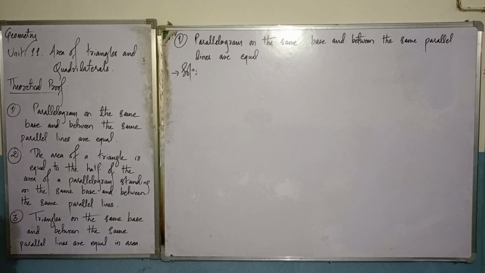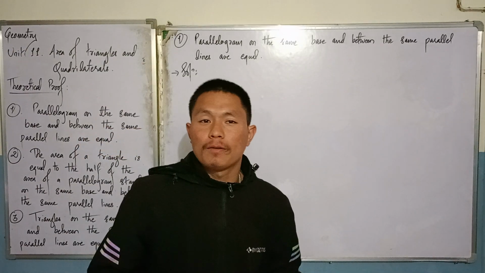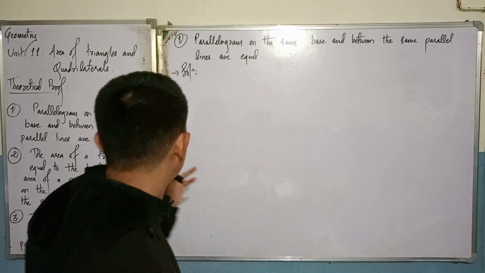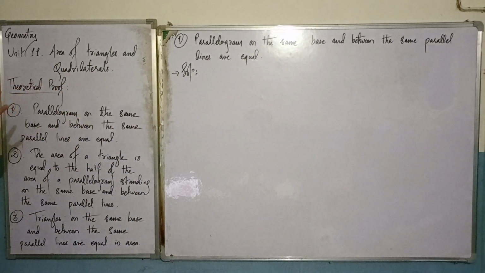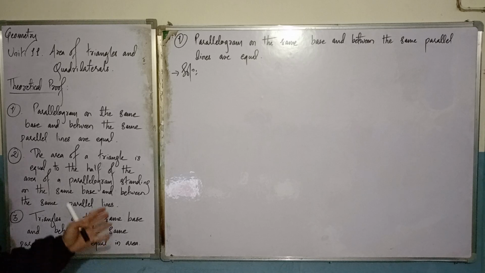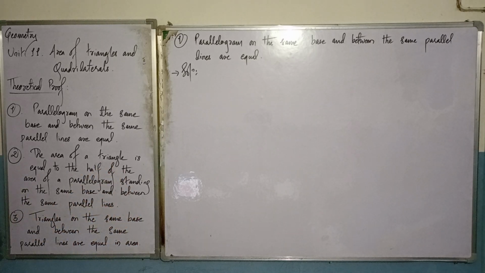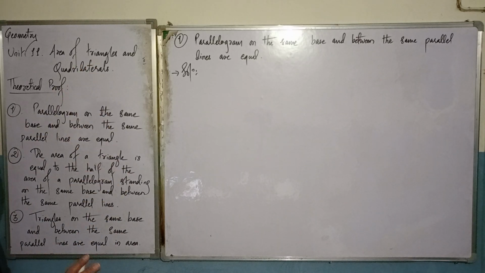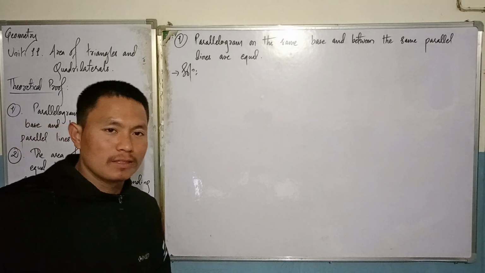In the previous video we just finished the algebra portions. Now we'll be starting what we call geometry. In the geometry portions, first we'll be starting unit 11, that is the area of triangles and quadrilaterals. How the area of triangles and quadrilaterals are interrelated in certain circumstances.